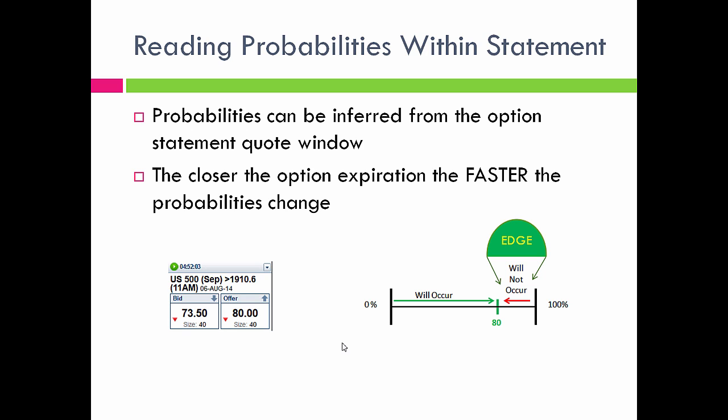You can also read probabilities within the binary option statement. One thing to be aware of though, the closer you are to the option expiration, the faster the probabilities will change. So in this example, we have a binary option statement that says the US 500, which is based on the S&P 500 September contract, price will be greater than 1910.6 by 11 a.m. on August 6, 2014.